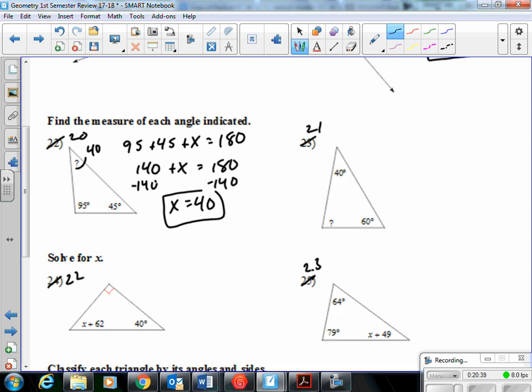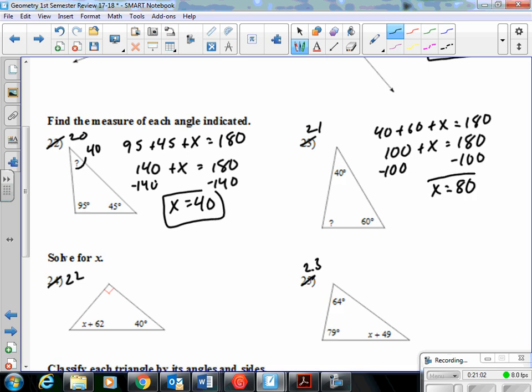All right, 21 there, same idea. Three angles should add up to equal 180. So 40 plus 60 plus the angle we don't know equals 180. So that's 100 plus x equals 180. Subtract 100. So the missing angle must be 80 degrees.